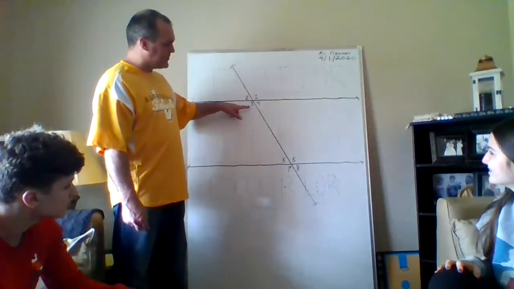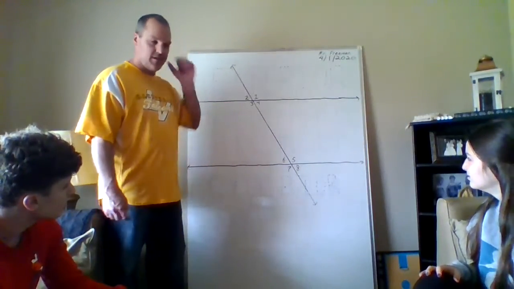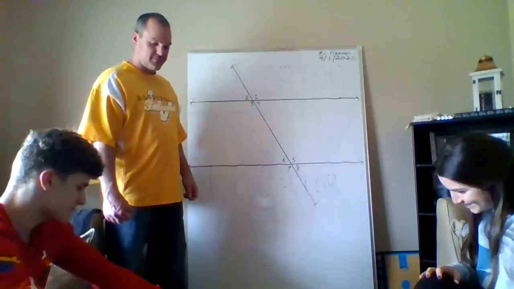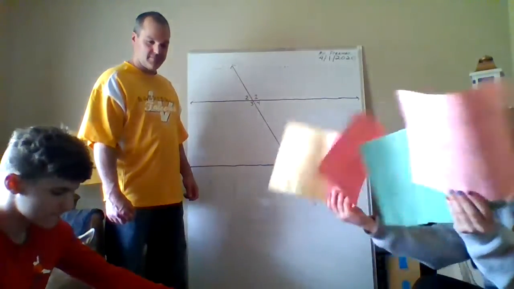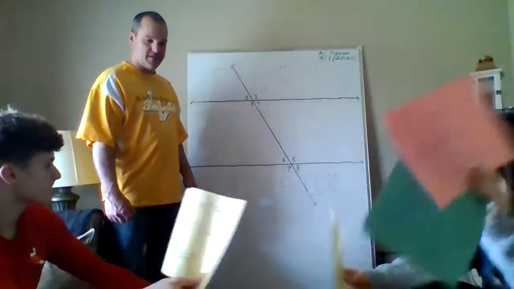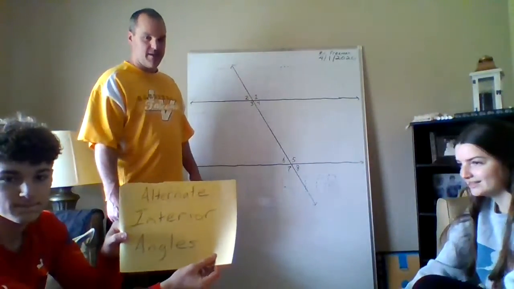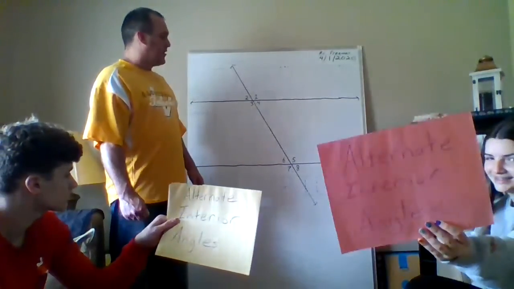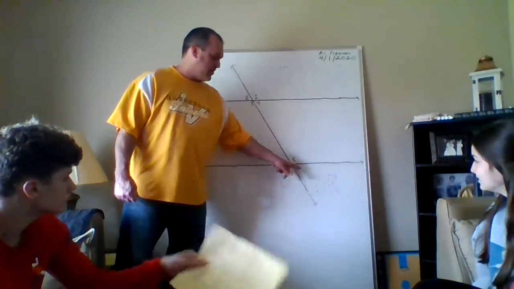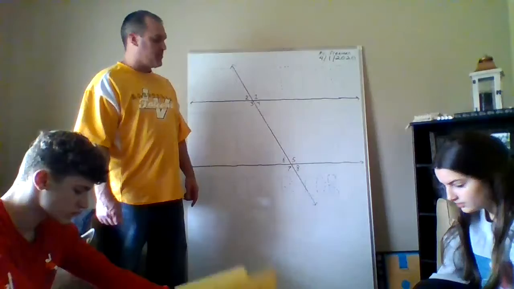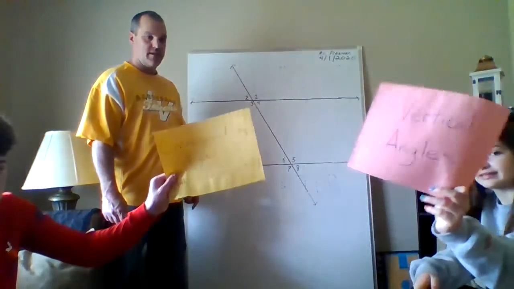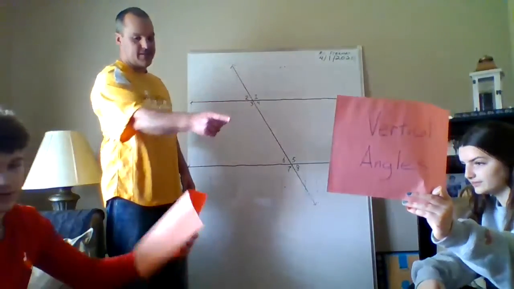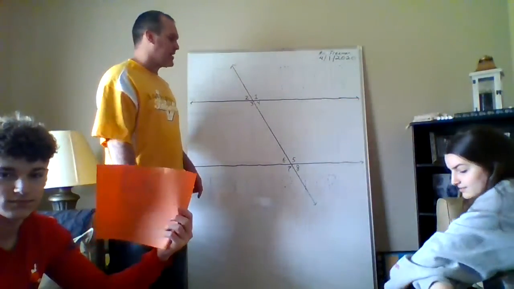How do angles 3 and 5 relate to each other? Let's be a little more specific, shall we? Alternate interior angles. How do angles 6 and 8 relate to each other? What's the relationship between 6 and 8? Vertical angles is correct.